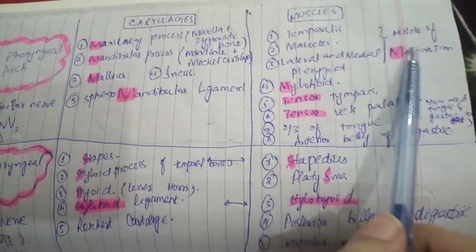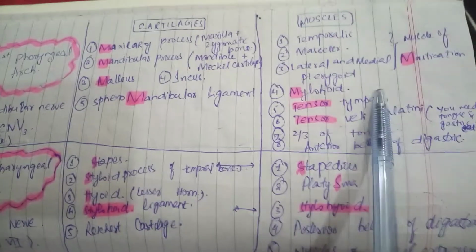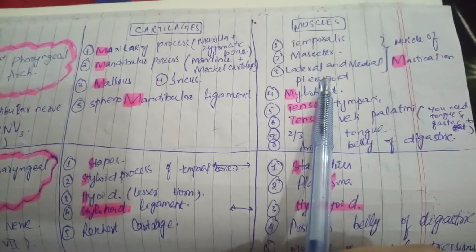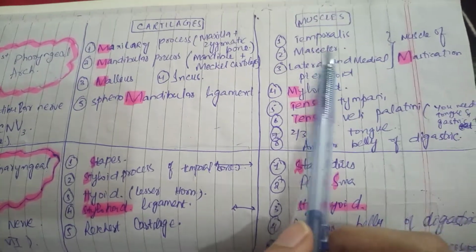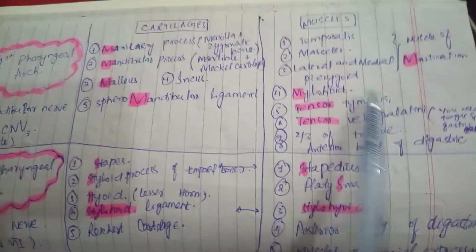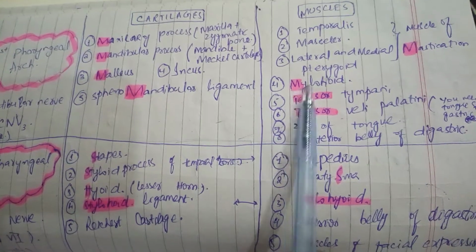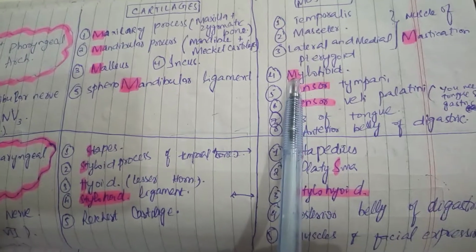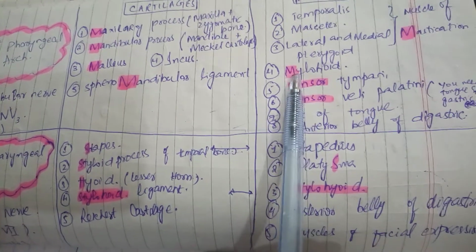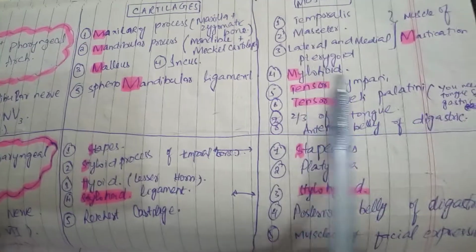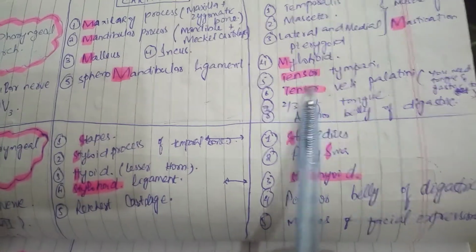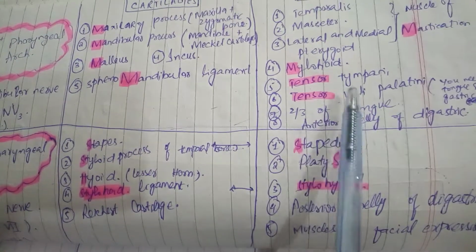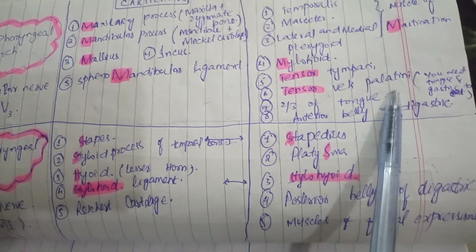Okay, now coming to the muscles. First of all, the muscles of mastication. We are here for mastication now. What are the muscles of mastication? Temporalis, masseter, lateral and medial pterygoid. Now the other one starting with M is mylohyoid. You can remember it this way: you ate and you drink Milo, mylohyoid. Now 2 tensors are there, tensor tympani and tensor veli palatini.